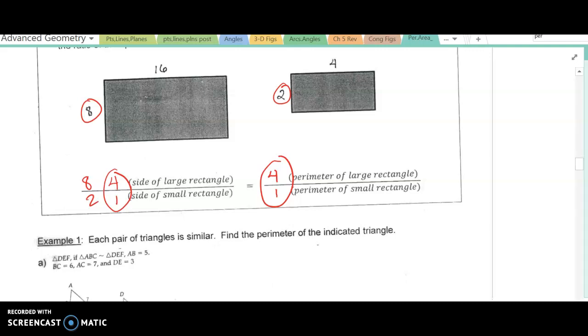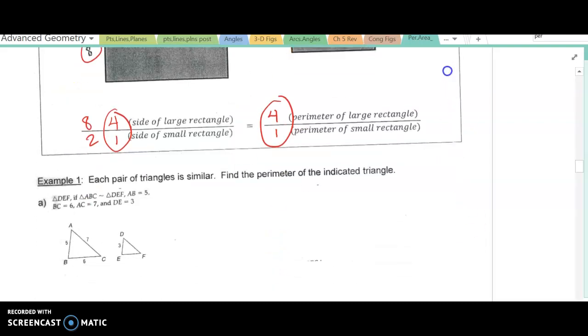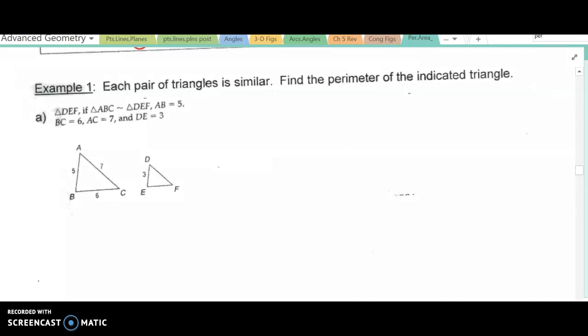Okay, so now that we know the proportional perimeters theorem, let's go apply that in homework example 1. Each pair of triangles is similar. Find the perimeter of the indicated triangle. The indicated triangle here is DEF. We need to find the distance around DEF.